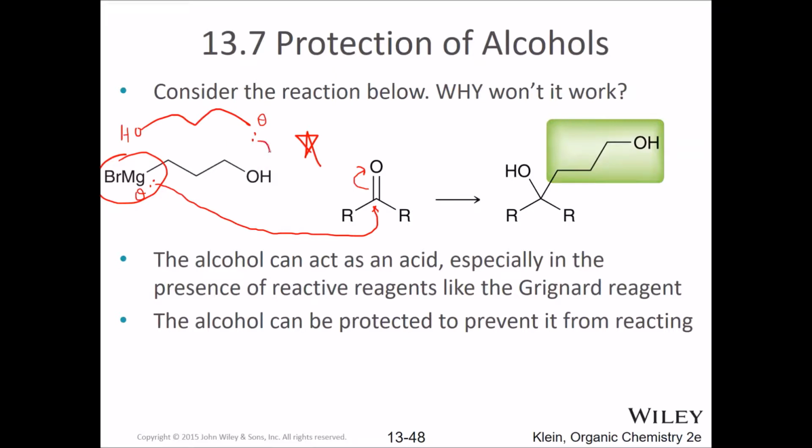This is also going to react with the hydrogen. So this will not happen. This is too fast, right? The alcohol can act as an acid, especially in the presence of reactive reagents like the Grignard, which I've got here. So how do we do this kind of reaction? If we ever want to get this connection here, how do we get this? We can protect the alcohol to prevent it from reacting. And that's what this section's about.